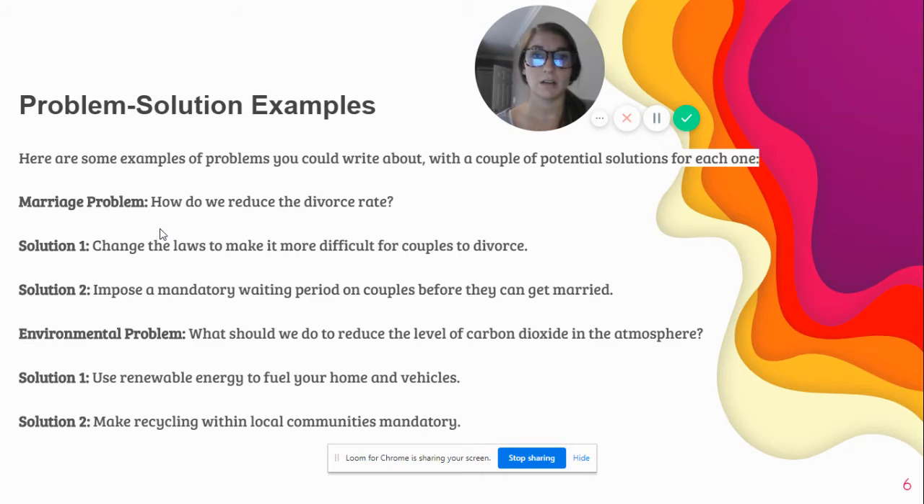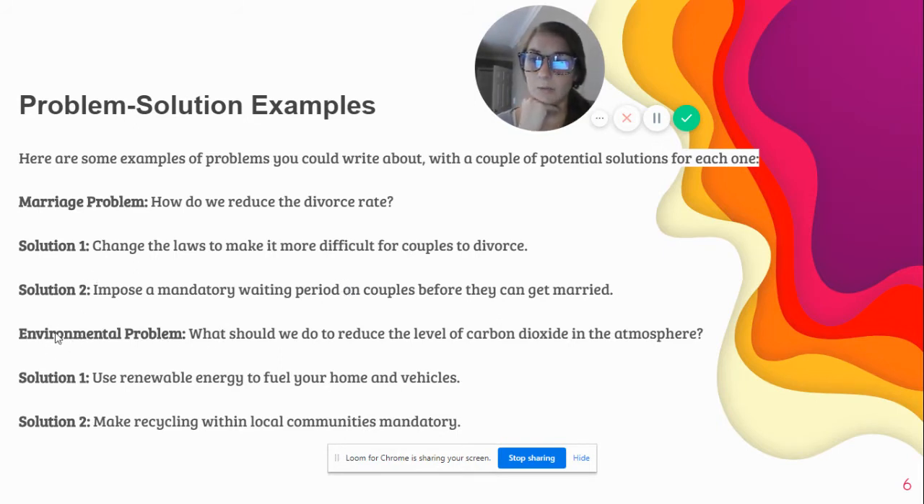I said, this is the problem. And then as a solution, I, as president, will change the laws to make it more difficult for couples to divorce or impose a mandatory waiting period on couples before they can get married. Those are two possible solutions. And so see how these are your opinion. You might not agree with either one of those solutions, and so it's not 100% based on fact. It is your argument and your opinion. Whenever we get to argument in the future, argument will be 100% based on fact, and this is more of your opinion and what you think.